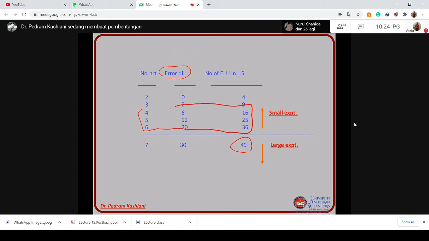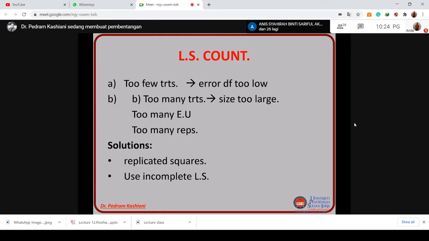This is the sweet spot to do Latin square: 4, 5, and 6 treatments, one of these. Less than this, it is too small degrees of freedom for error. Bigger than this is too many experimental units in the study. Okay, this is what I just mentioned.